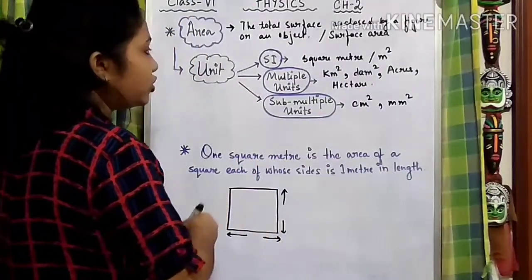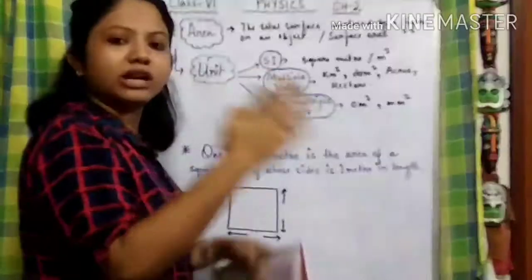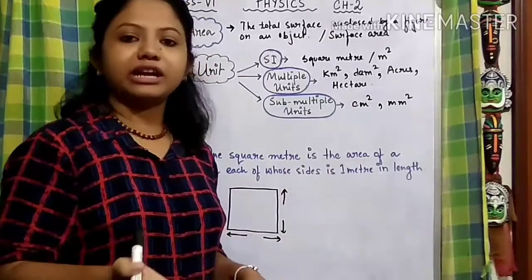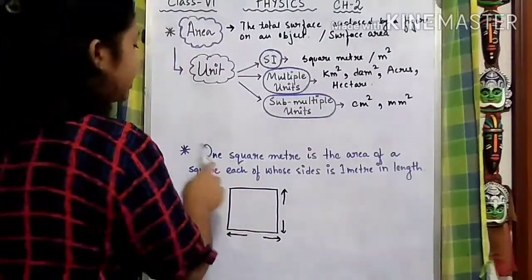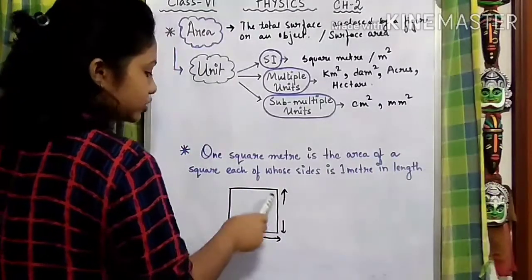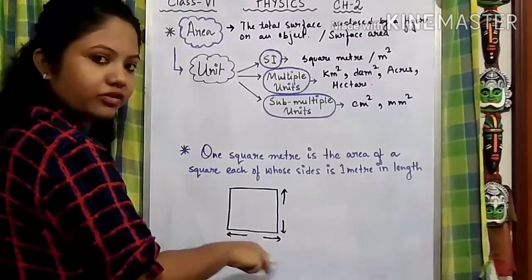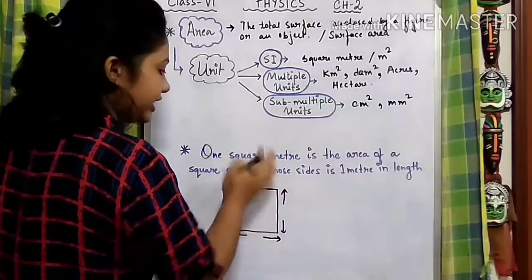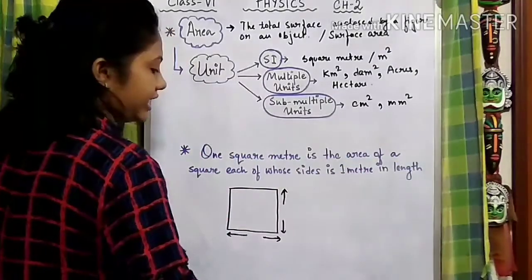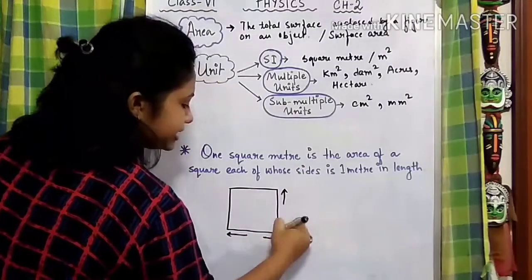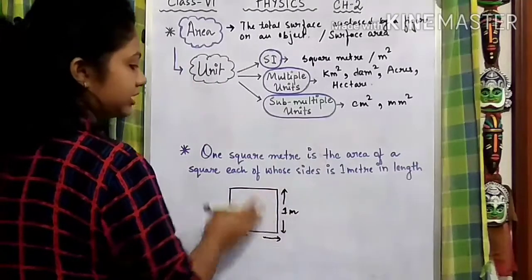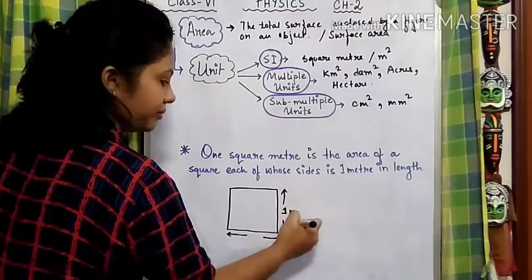Now when we are talking about this square meter, we need to understand what a square meter stands for. So how can we define it? Look at the board. 1 square meter is the area of a square. Here you can see this is a square. What is the area of this square? Each of whose side is 1 meter in length. This is one side, so the length of this side will be 1 meter.